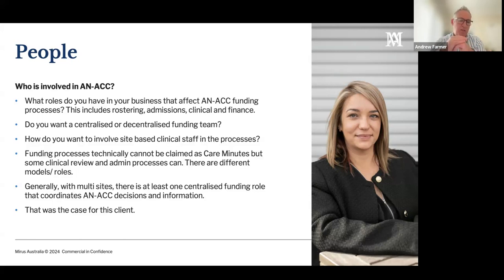And a lot of clients, certainly in our observation, are still following those ACFI kind of processes where they get the clinical teams heavily involved in looking at AN-ACC uplifts, reviewing AN-ACC uplifts, making sure that they're perfect before they do anything about reclassifications. It's a much more mathematical model than that, but the clinicians on the floor do have input, do see changes in real time, and do need to be involved. But how are you going to involve those site-based clinical staff in the process?